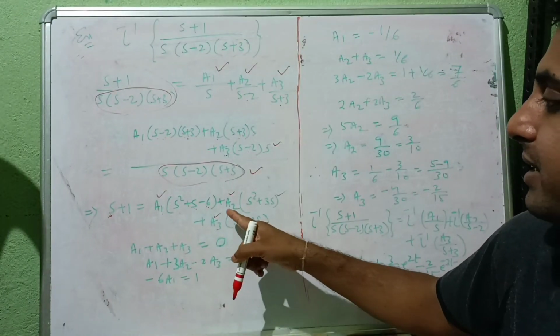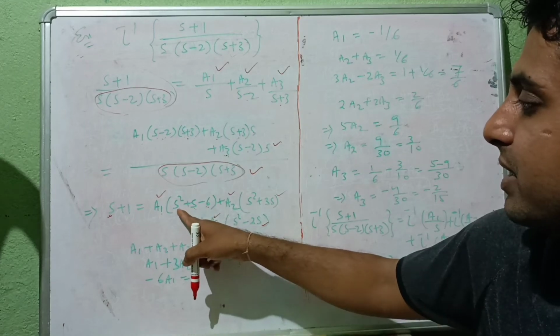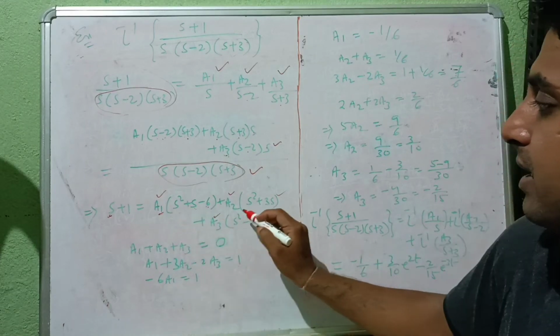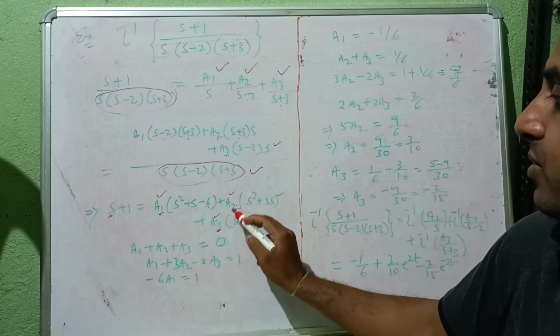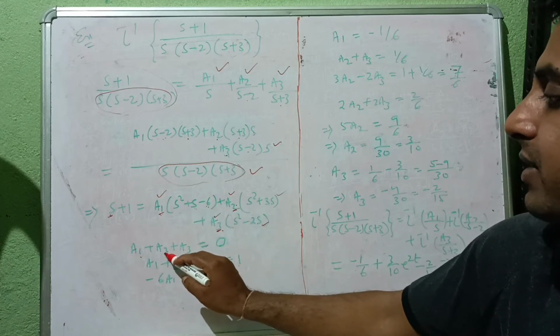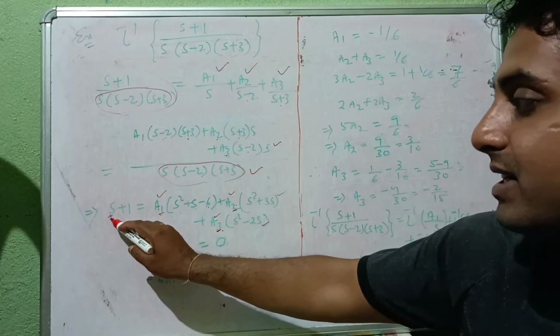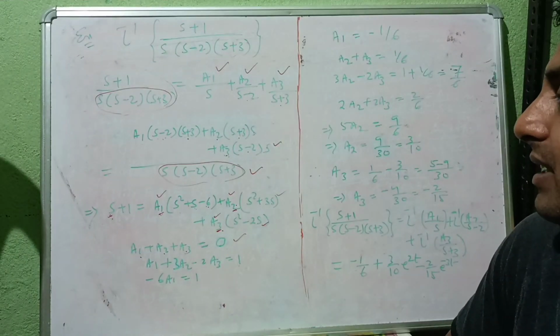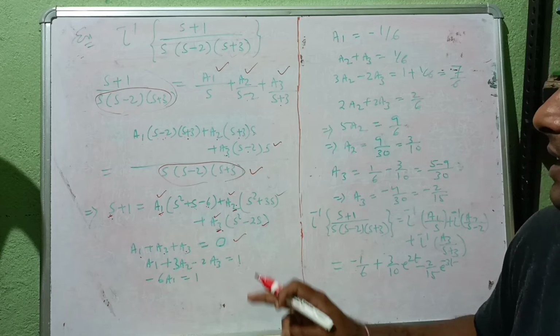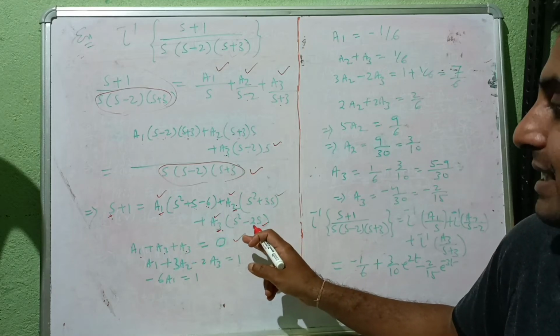Now on the right hand side, the coefficient of s square is a1 here, a2 here, a3 here. So a1 plus a2 plus a3, but on the left hand side there is no s square term, so it is 0, right? Similarly, compare the coefficient of s.